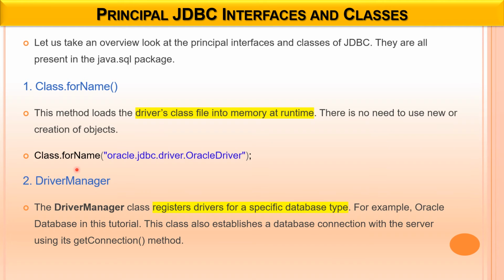So Class.forName, in brackets and double quotation, oracle.jdbc.driver.OracleDriver, is the class method. This will be loaded into memory at runtime. When we are running our JDBC connection with our application, this method loads the driver's class file into our memory. Now the second thing we have to keep in mind is DriverManager.